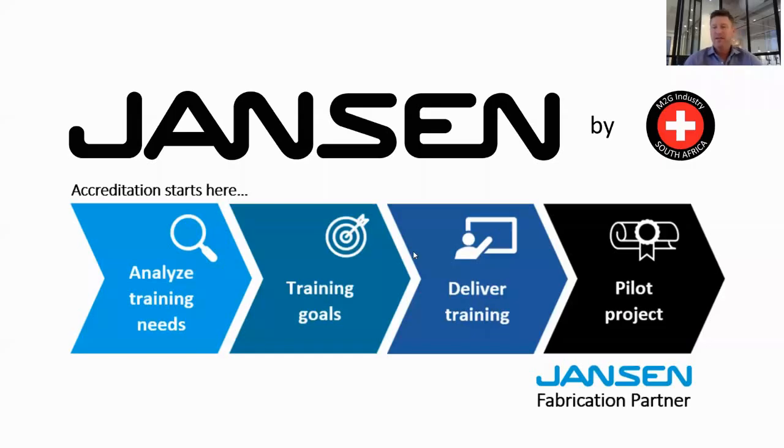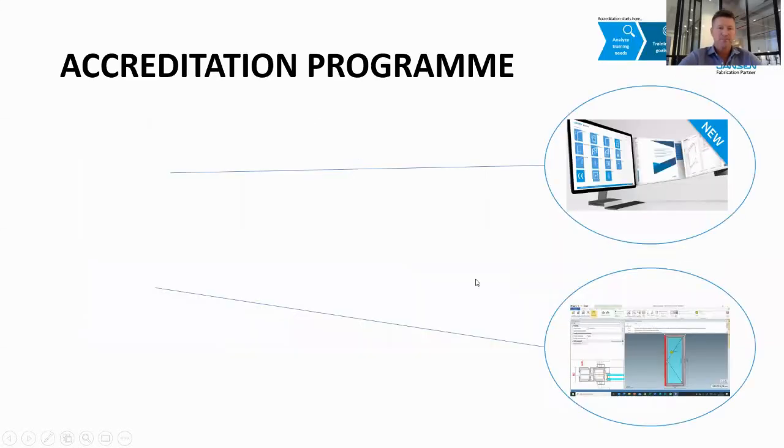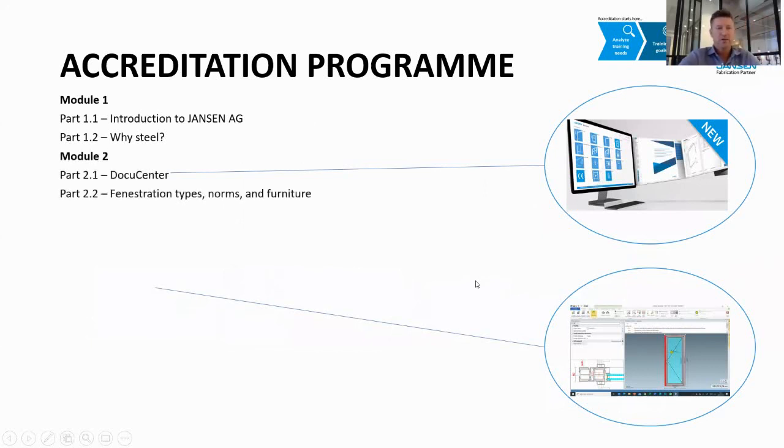All right, welcome back. You've now finished the DocuCenter, which was module 2.1. And now we're going to look at the next section. So you've done module 1, introduction, why steel, and then 2.1, the DocuCenter. 2.2 is fenestration types, norms, and furniture.